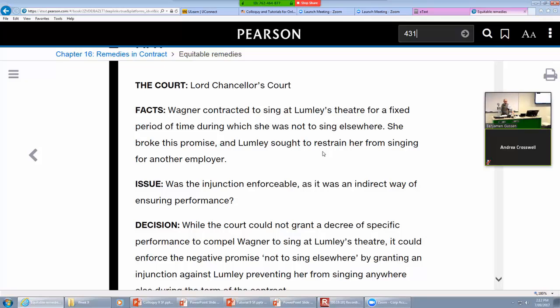How would you go about restraining her from doing so? You have to go and do what? Okay, and specific performance. You're going to try to enforce the promise that she has made. Okay. The question, was the injunction enforceable? And it was an indirect way of ensuring performance. So this is really specific performance. Okay?